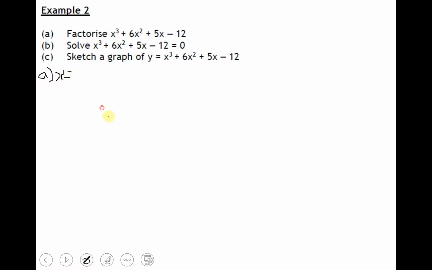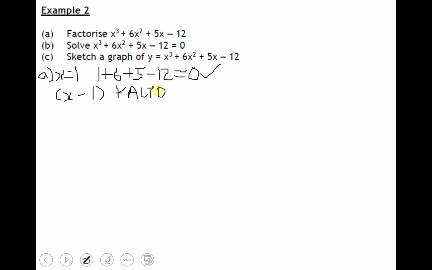So in this case, sticking x equals 1 in, we get 1 cubed is 1, plus 6 times 1 squared, 6, plus 5 times 1, which is 5, minus 12. Add those together, we get 0, so that did work. So x minus 1 is a factor. Then we can use algebraic division to break that polynomial down further.